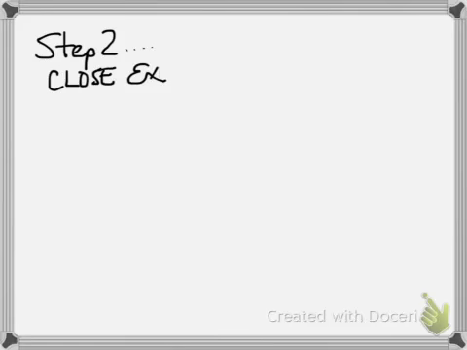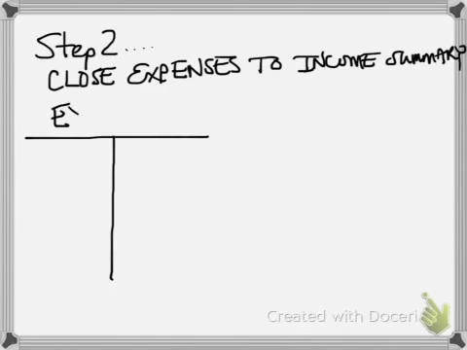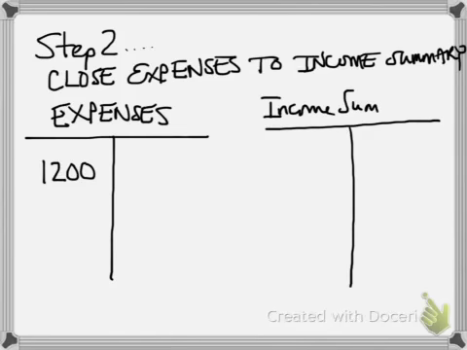Step 2 is to close the expenses to income summary. So we look at each individual expense account. Now I've listed just a generic expenses with a debit balance of $1,200, but really you would have a separate T account for each individual expense. So selling expense, rent expense, salary expense, insurance expense. Every expense that the company has will have a debit balance in it, and each one of those is closed, and then one large debit gets recorded to income summary.